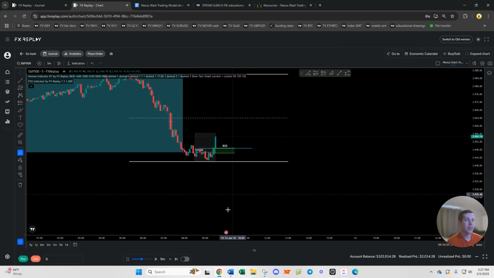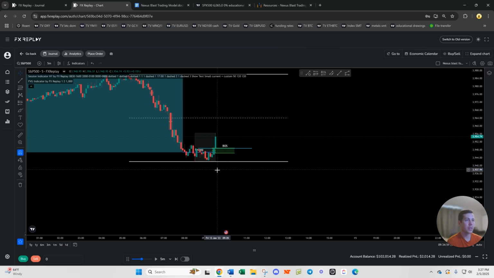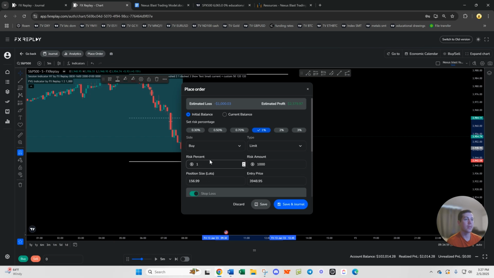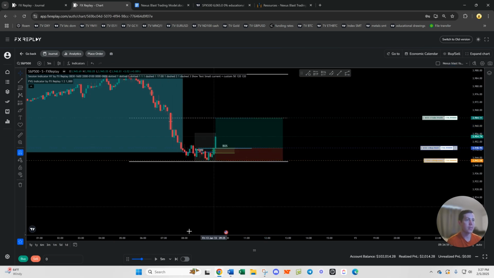Alright, so this next trade, we do have a little bit of time here before this red folder news, so we're going to see if we can let this one play out. We've got our sweep of the London low, followed by a break of structure that lines up with a fair value gap. So I'm going to enter on this retest of the fair value gap and target out basically the midpoint right here at 2.38R and see if we can get this trade before the news hits.